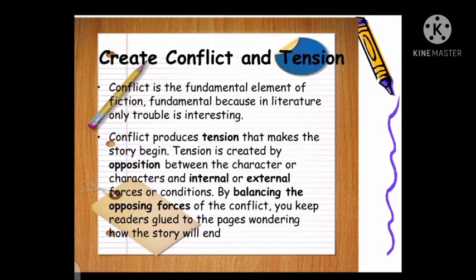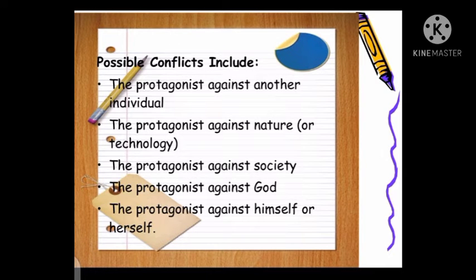By balancing the opposing forces of the conflict, you keep readers glued to the pages, wondering how the story will end. The possible conflicts include the protagonist against another individual, the protagonist against nature or technology, the protagonist against society, the protagonist against God, or the protagonist against himself or herself. Conflict is the essence of fiction. It creates plot.